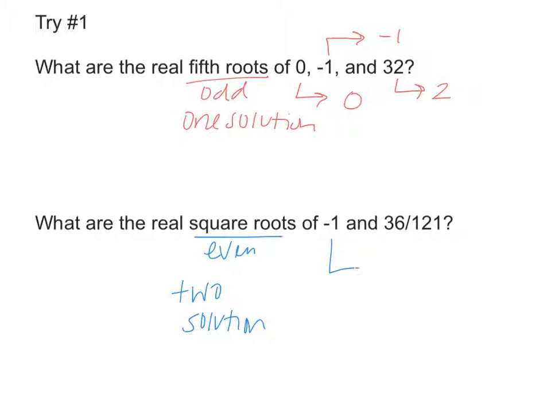For this first one, it's no real roots, right? Because your answer can't be negative. Oops, no real roots, not real. And then up here, we would just take the square root of 36 and the square root of 121, but we still have to remember that's going to be plus or minus 6 over 11.